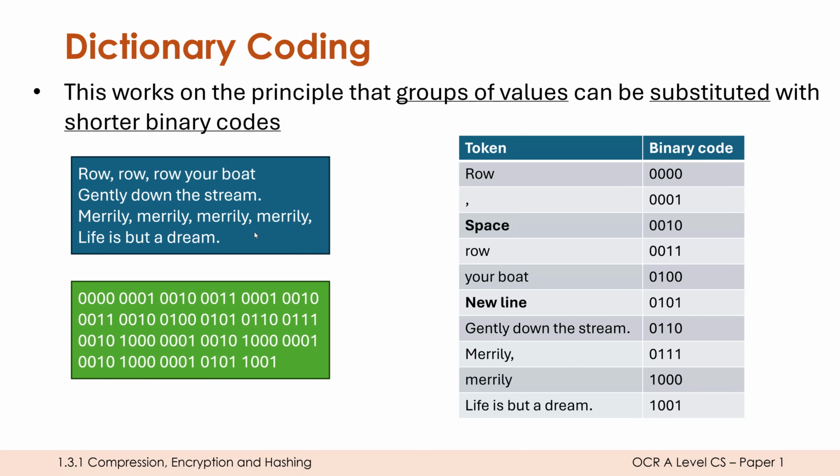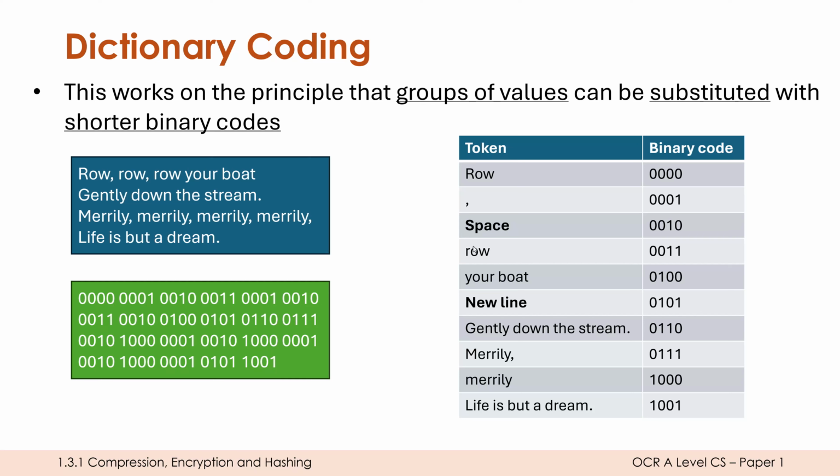But what I can do is to actually compress it. Once I've done this first step, which is populating my dictionary, I can just substitute each token with its corresponding binary code. So row is my first word. This is 4 zeros. Then got a comma. This is 001. Then 0010 is a space, and so on and so on.